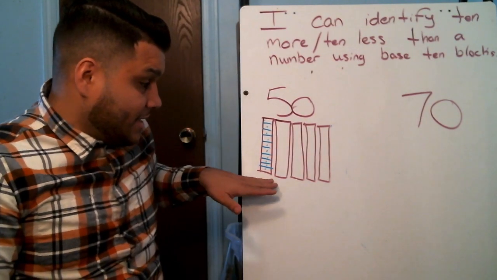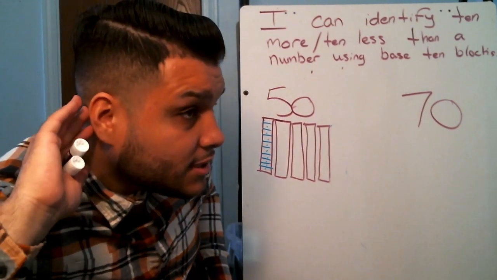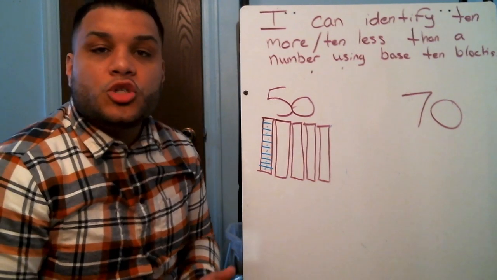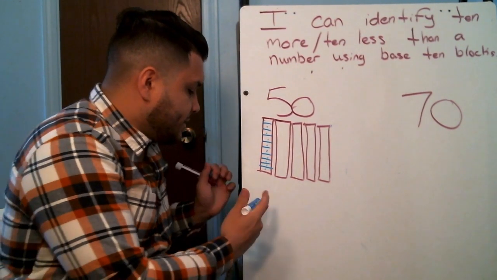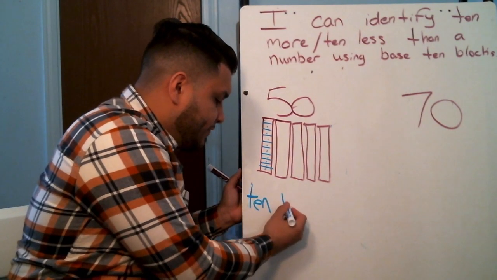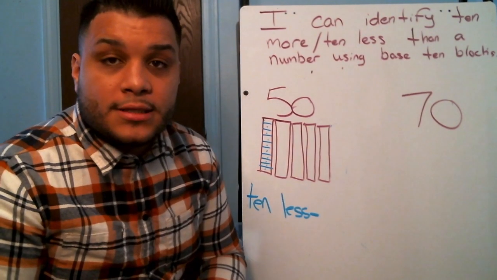Do I want to take 10 base blocks away? No, because I know that one of these equals 10. Awesome job. We saw that here. So now I want 10 less than 50. Well, how much is 10 less than 50? How am I going to solve this?